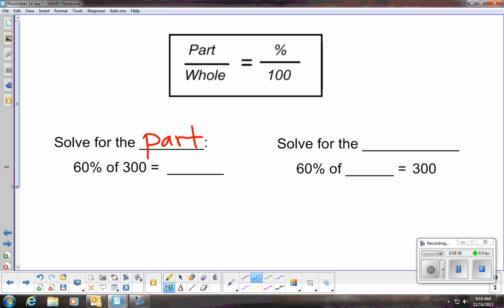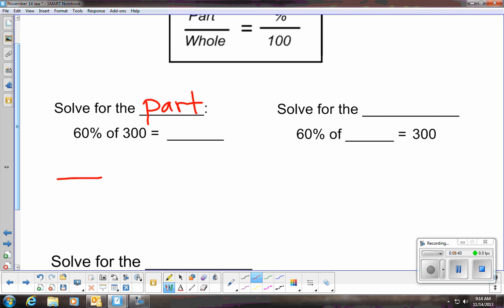All right, so let's start with our equation. Remember what I said. Set it right up, just like that. Put the 100 where it goes.